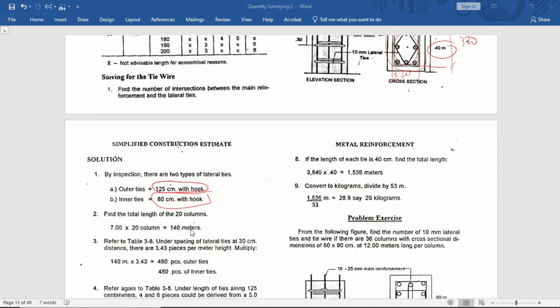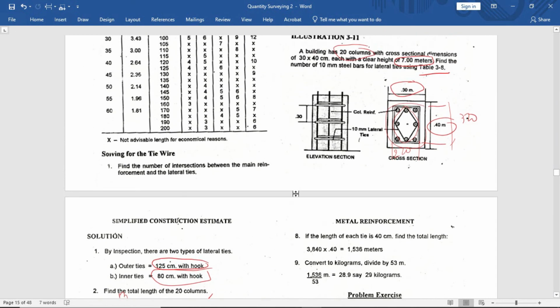length of the 20 columns. So 7 meters times 20 columns is 140 meters. Then, we refer to Table 3-8. Under spacing of lateral ties at 30 centimeters, there are 3.4 pieces per meter height. Bakit pala hindi natin sinunod yung spacing? Kasi nga, meron ng spacing dito. Given na siya, so kung isosolve man natin, ito pa rin yung masosolve natin.